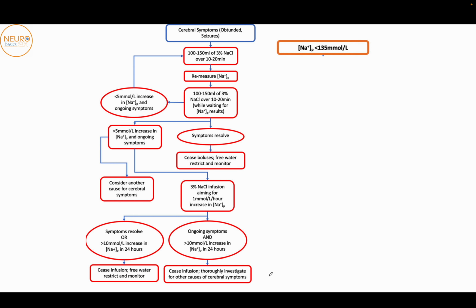Alright, so this is a flow chart for a patient who has hyponatremia. Nothing to worry about, we've already discussed all of this. If the patient is symptomatic, you go in and you give them a bolus of 3% NS. Then you recheck the sodium levels after that. You can give up to 2 to 3 boluses of this 3% NS. The point is for there to be at least a 5 millimole per liter increase with these boluses.